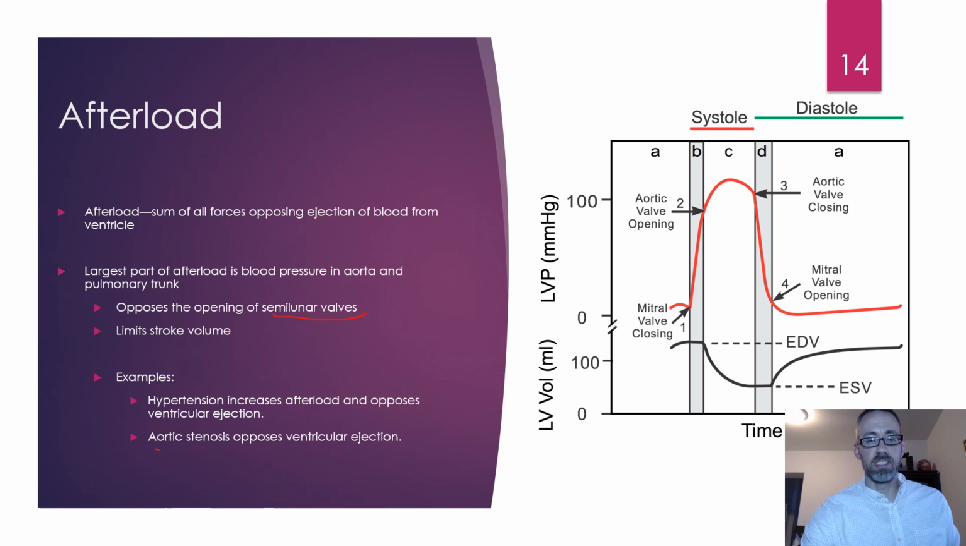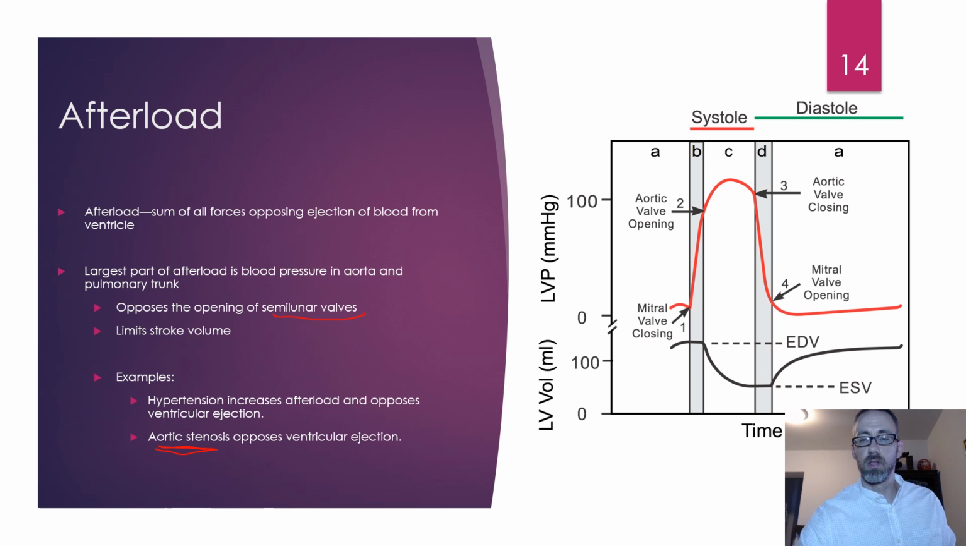Another example of increasing afterload, instead of blood pressure, which is the most common, could be what we call aortic stenosis or pulmonic stenosis. Basically you have rigid valves. Those semilunar valves become calcified and rigid, and they don't open as they're supposed to, leaving a much narrower opening. So you're trying to squeeze a lot of blood through a much tinier space than what should normally be. This increases the afterload, and ultimately reduces the stroke volume.